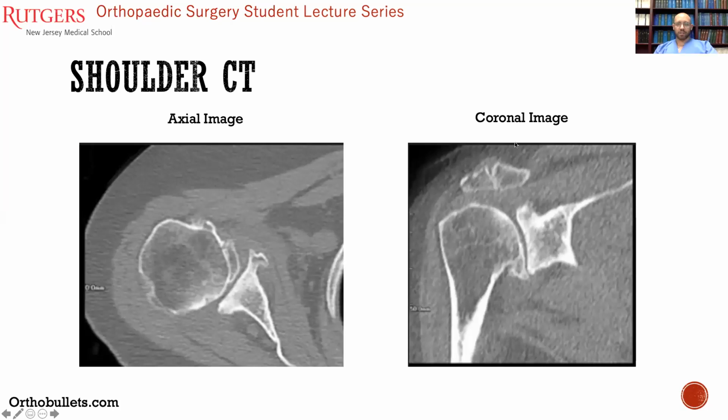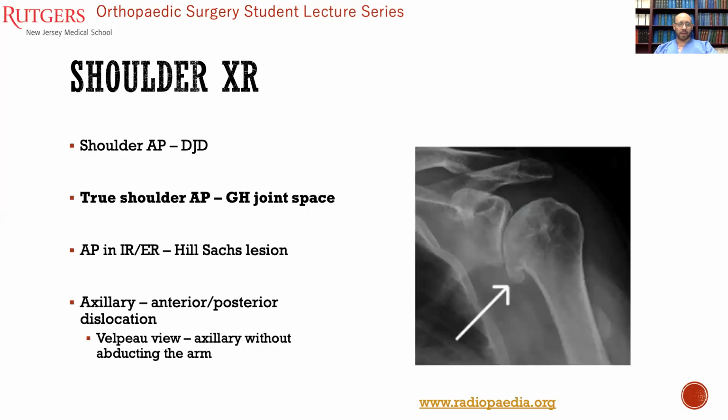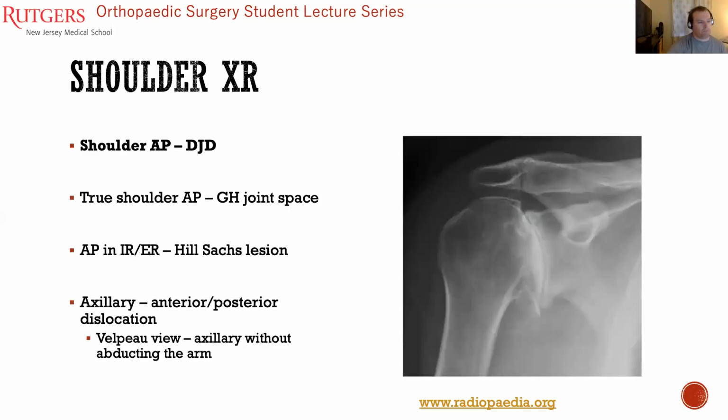Hey, Jeff, can you just go back a couple slides to the DJD? And you mentioned how the humerus is high riding. Can you also explain another reason why it would be high riding?